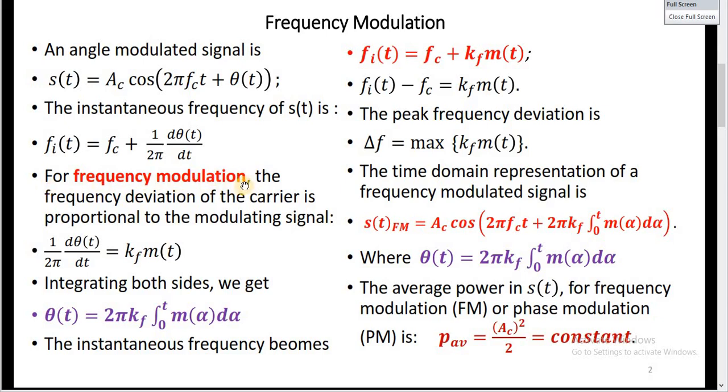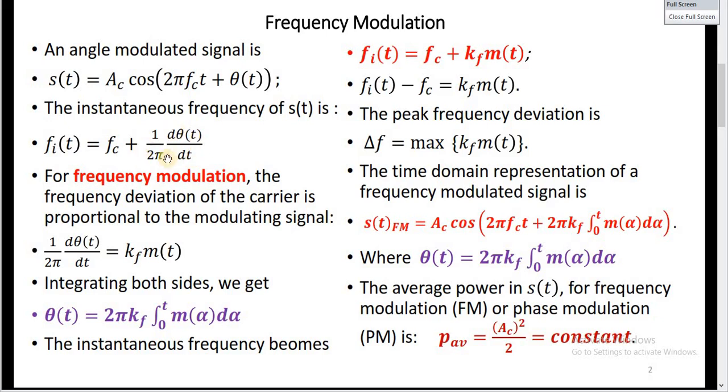For frequency modulation, the frequency deviation of the carrier is proportional to the modulating signal. Now, 1 over 2 pi d theta by dt, this is the frequency deviation, which means the difference between the instantaneous frequency and the unmodulated carrier.